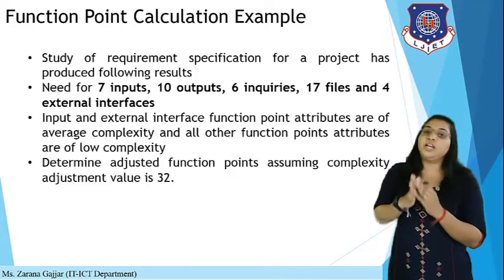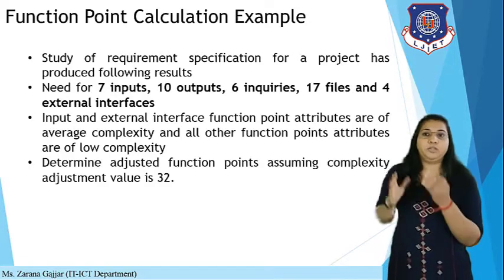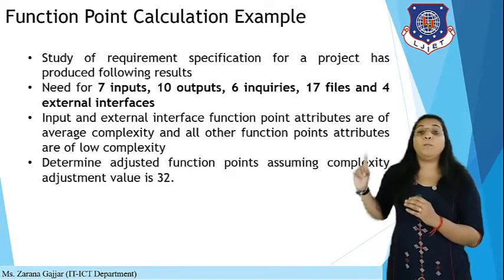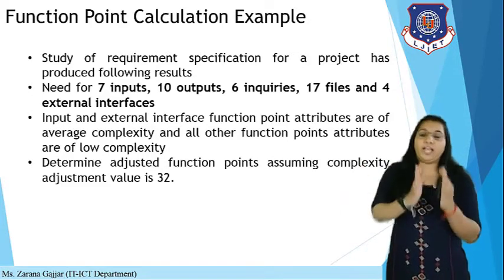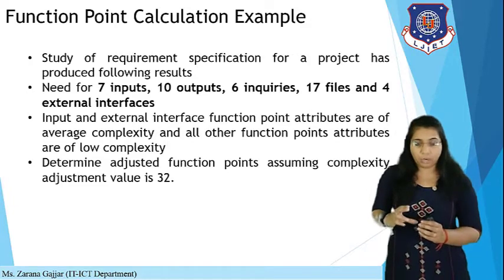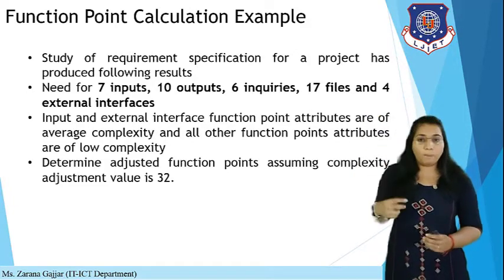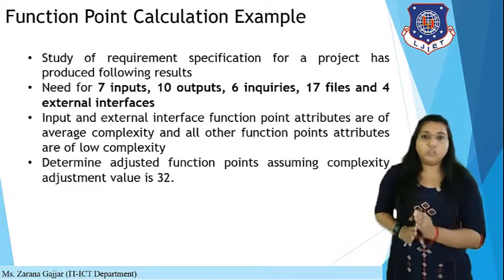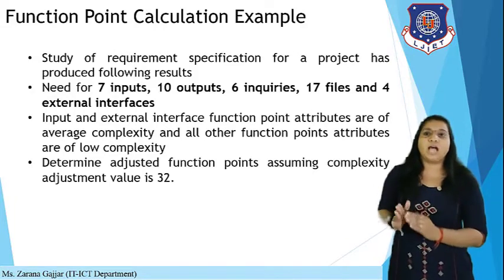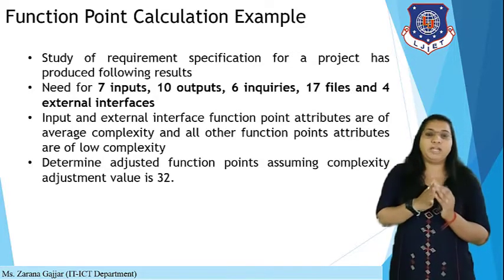So 4 external interfaces, fine. Input and external interface function point attributes are of average complexity. Here the complexity is already given, so you have to calculate FP with the average complexity value. As we already discussed, there are 3 partitions: simple, complex and average. Here average complexity is already defined. All other function point attributes are of low complexity, and you have to determine the adjusted function point, assuming the complexity adjustment value is 32.